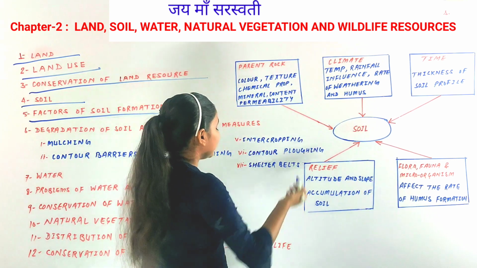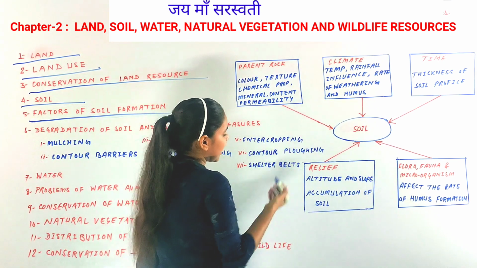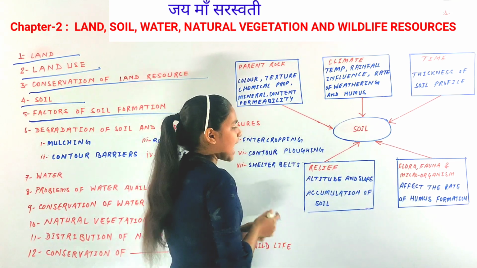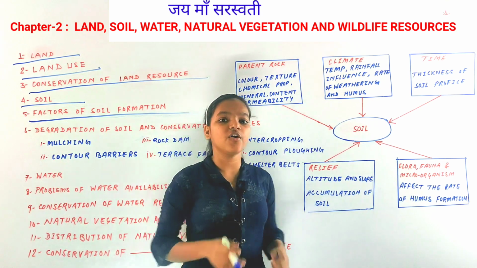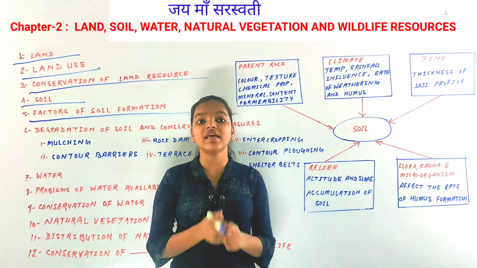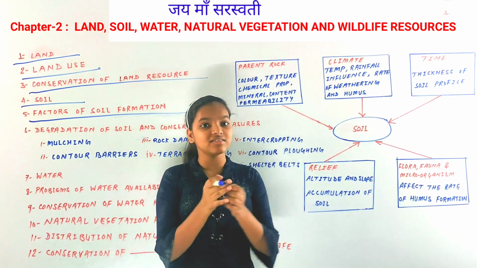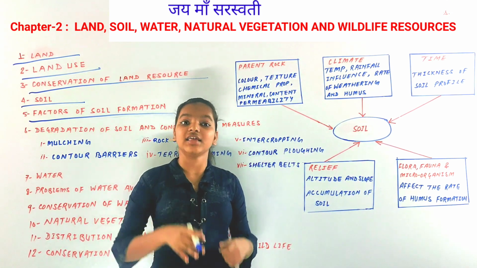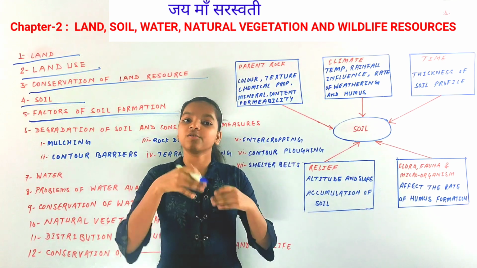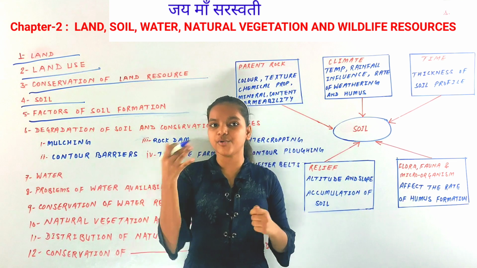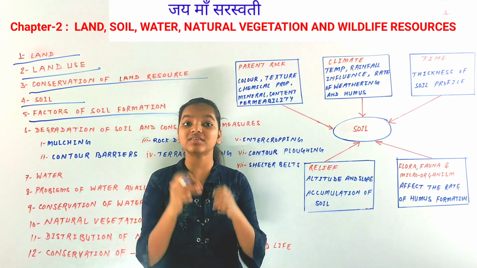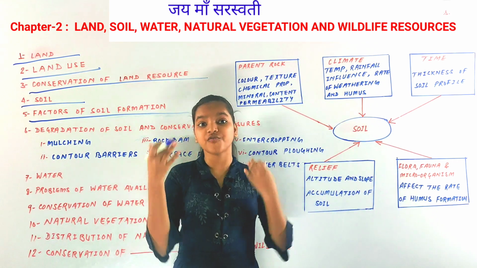Now next is relief. Relief is for the altitude and slope accumulation of soil. Next is flora, fauna and microorganisms, which affect the rate of humus formation. So these are the major factors that make the soil, and these determine different things like the color, the chemical properties, the rainfall influence, the thickness of soil. So these are all the major factors for soil formation, how the soil particles are formed.